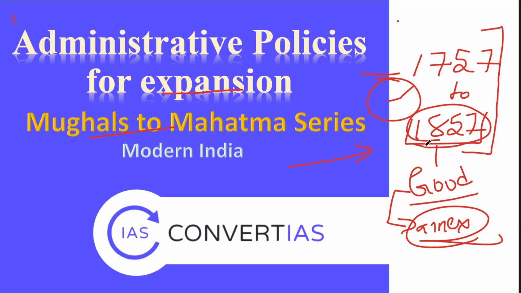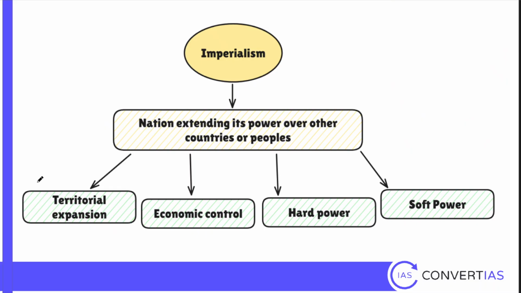Now, when you annex a country like India, you cannot annex everything through war alone. You also have to have diplomacy, you should have deceit, you should have administrative policies. In this video, we are dealing with three such administrative policies: doctrine of lapse, the ring of fence, and subsidiary alliance. So to start this, we have to go back to the term imperialism.